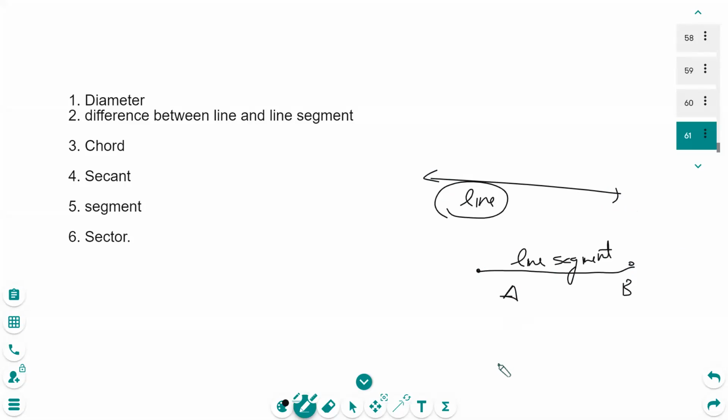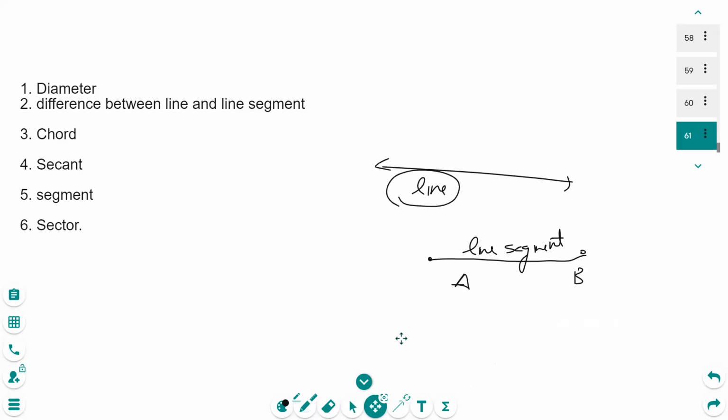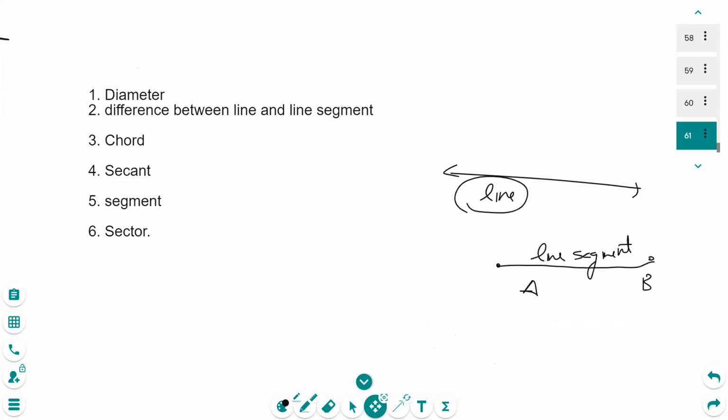You may wonder, what if we have an end at one point and it's open at the other end? It's called a ray. That's how you make angles, if you remember, right? So you need to understand these concepts first, the difference between line and line segment. Now that you know the difference between line and line segment, you can understand chord and secant easily.